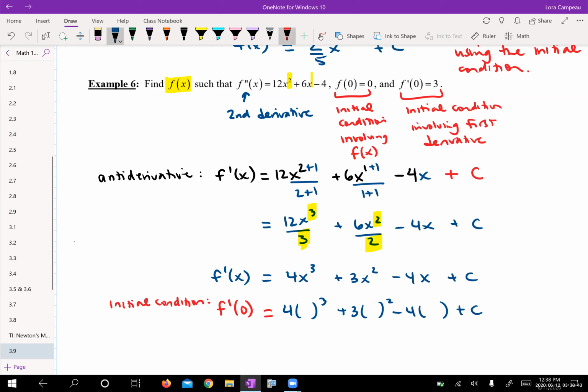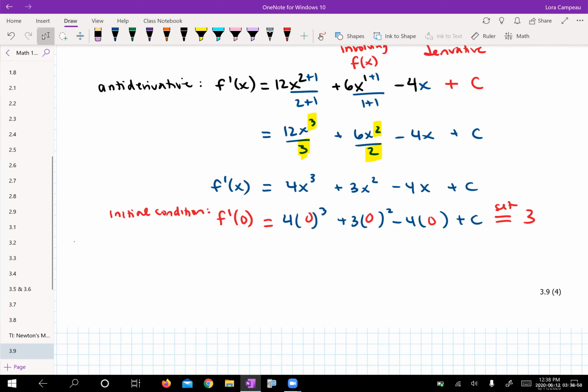You should be able to plug in a 0 based on the function notation. And that was set equal to, in our case, f prime of 0 is 3. So once you replace x with all these constants of 0, some of the terms will drop out. And actually, it ends up being very nice. We end up getting c equals 3. So now we have our actual first derivative taken care of. So not plus c anymore, it's plus 3.